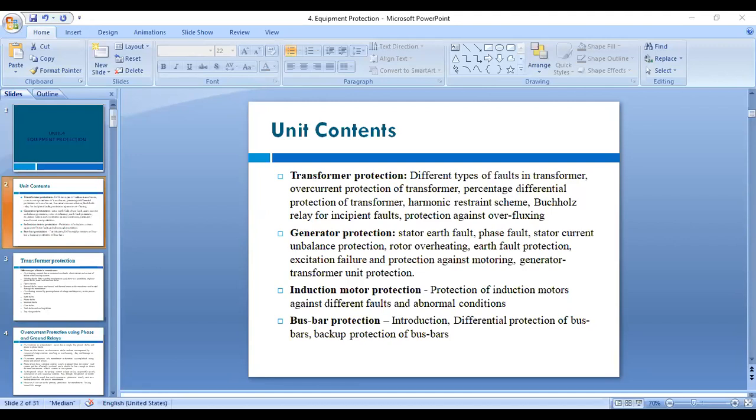After that, we have seen the percentage differential protection of transformer. Percentage differential protection means what? In any type of relay, we are using the restraining coil and operating coil, right? Now, what actually happens there? When the current is flowing through that operating coil, your relay starts operating.